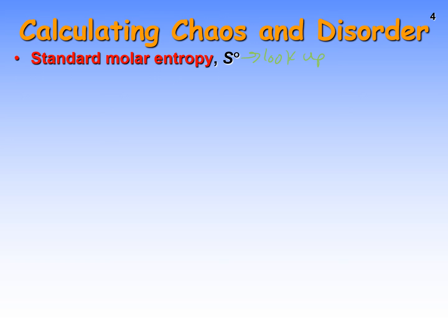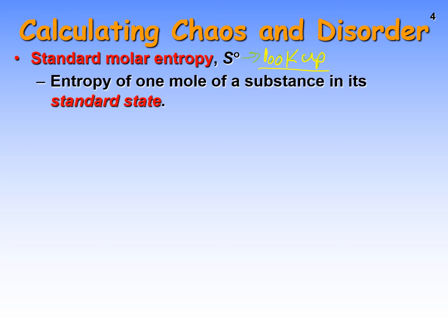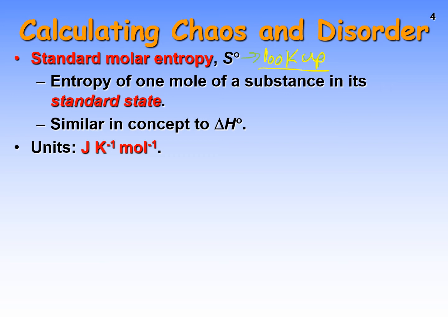Just like we did with our S naught or our delta H naught of formation values from last semester, we look these values up and we use them to calculate usually the entropy change over a process. The units of standard molar entropies are important to note as well. This J, joules, is important because a lot of times we use this with delta H's. And if you remember, delta H's generally have units of kilojoules per mole.